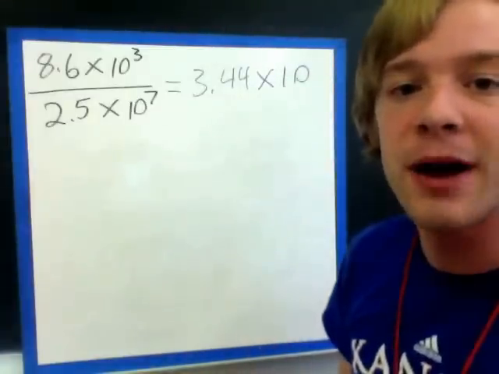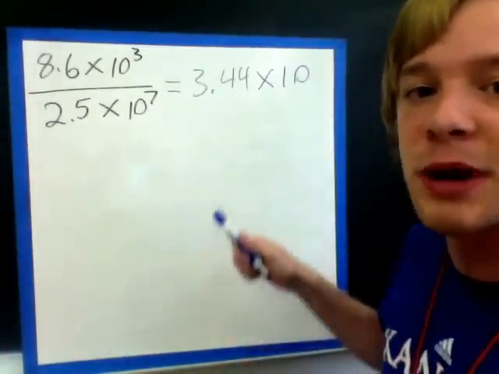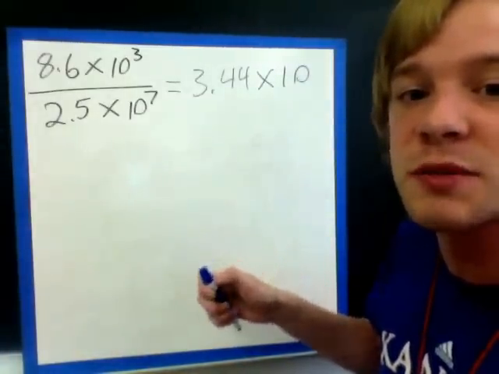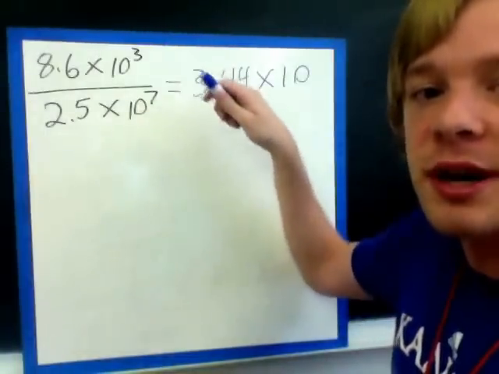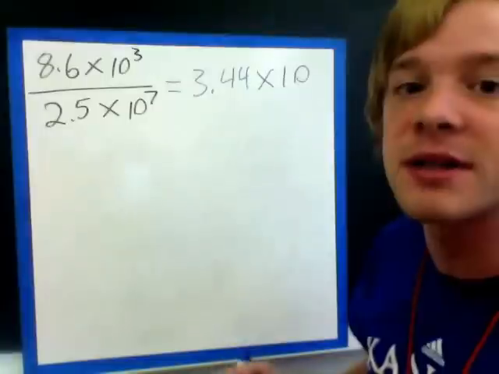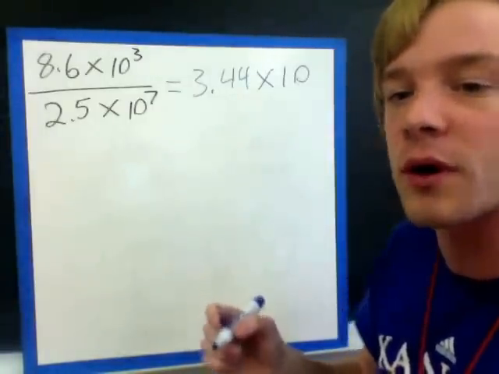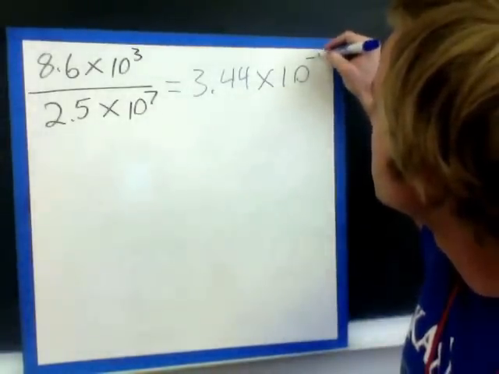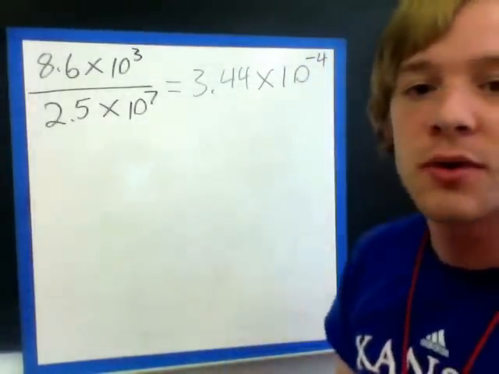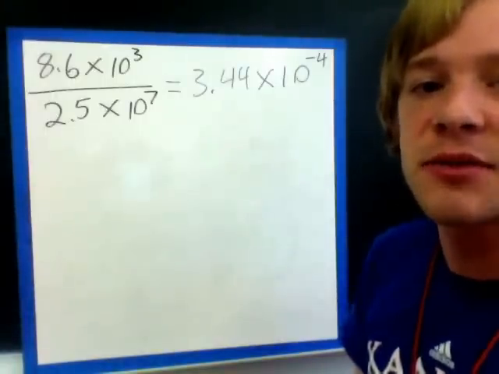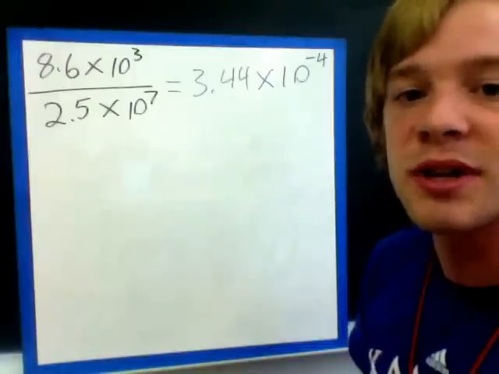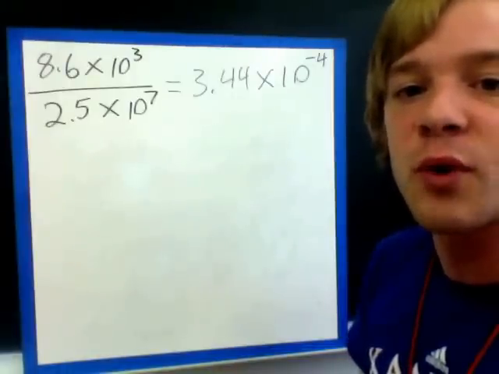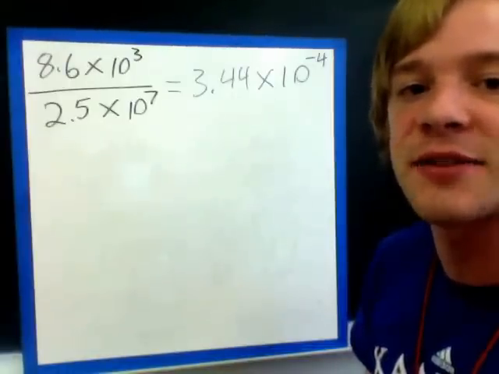And then for our power, we're going to subtract our two powers we have here. And in this case, we want to subtract top minus bottom. So in this case, 3 minus 7. And 3 minus 7 is going to give us a negative 4. So 8.6 times 10 to the third divided by 2.5 times 10 to the 7 is going to give us 3.44 times 10 to the negative fourth.